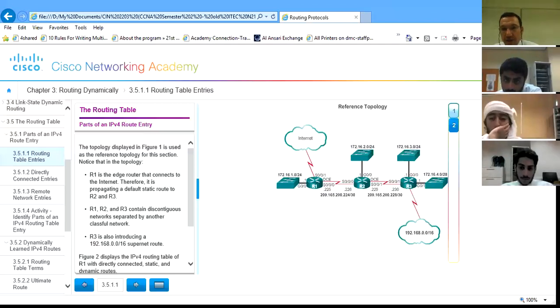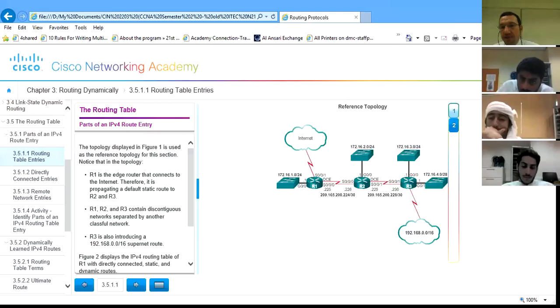Is this correct? So from R1, it has learned this network. This is 1. This is 2. This is 3. This is 4. And this is 5. 1, 2, 3, 4, 5.